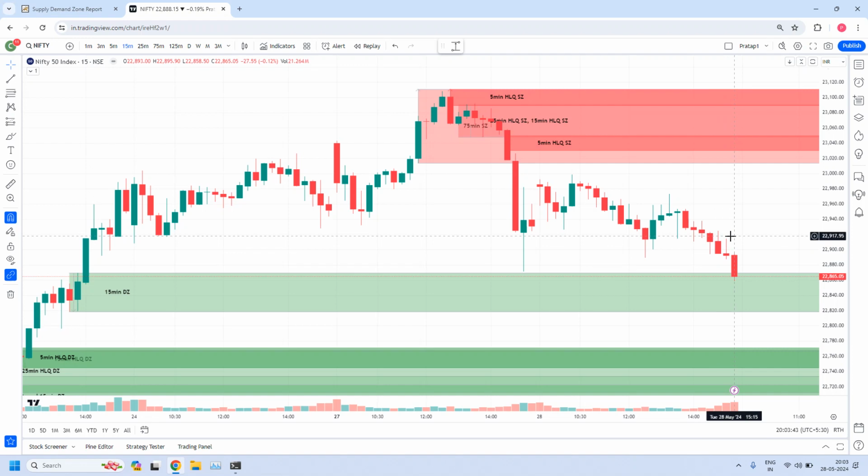But as long as the trend is a downtrend, we go for short trades. If the trend is sideways, we pick up both long trades as well as short trades. If the trend is an uptrend, we go for long trades. This is the strategy we follow because the trend is our friend.